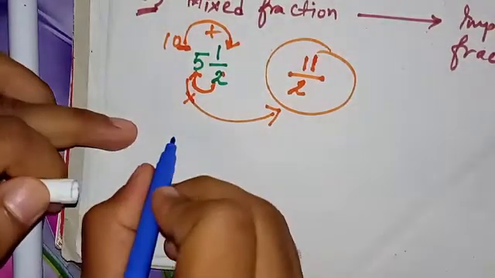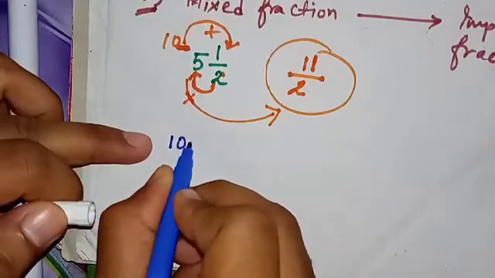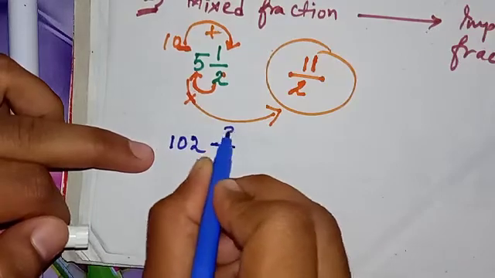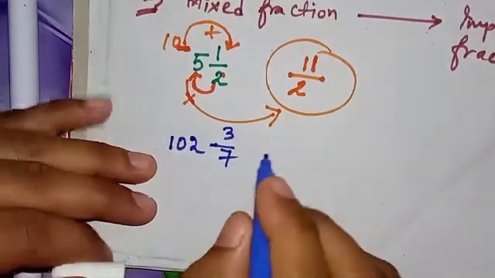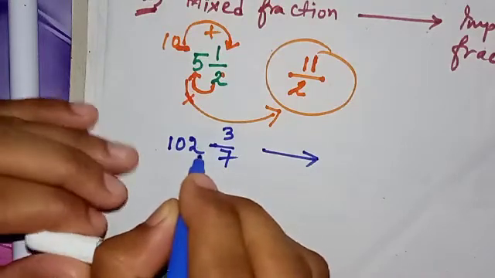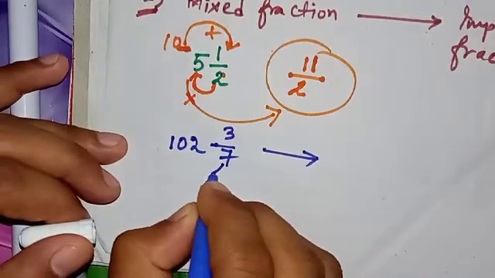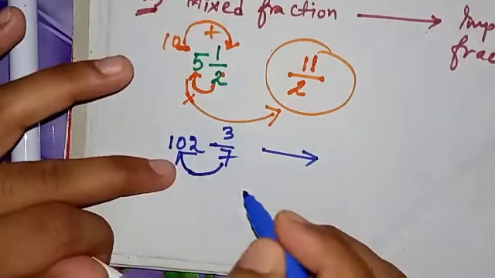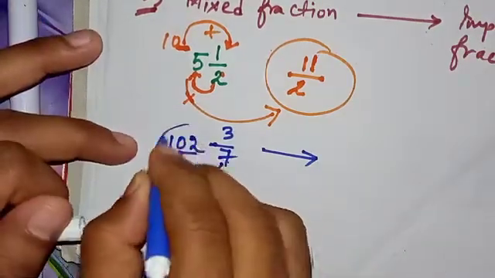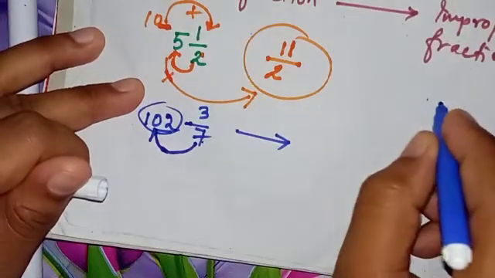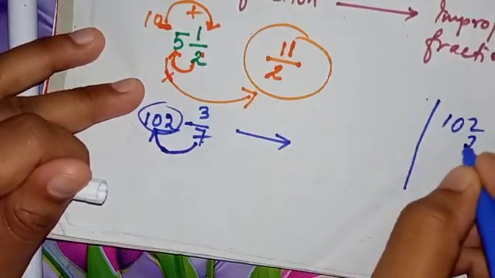So I am taking a big number over here, 102 suppose, and over here 3 by 7. So they are asking us to convert this mixed fraction into an improper fraction. How are you going to do this? You are going to just multiply the denominator with the whole number. So we don't know the table of 102, so we will multiply 102 over here.